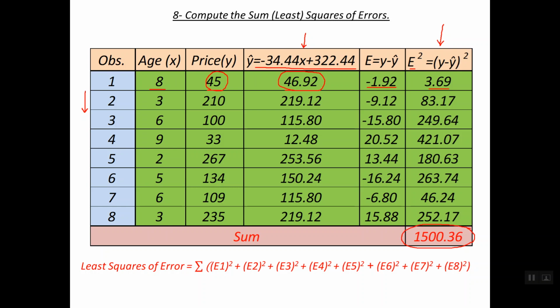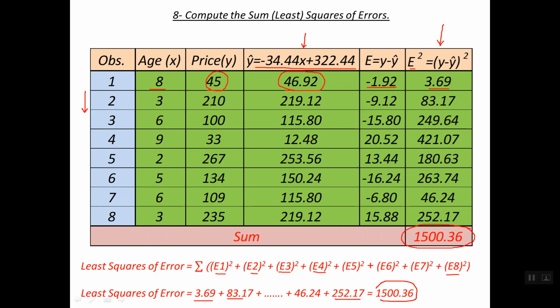So the least square of error is simply the sum of the errors squared for all the 8 observations, and these are the values of the squares of the error. This is for E1, this is for E2, and finally this is for E8 squared, and this is the least sum of squares, 1500.36.